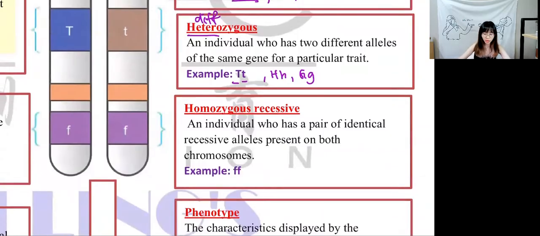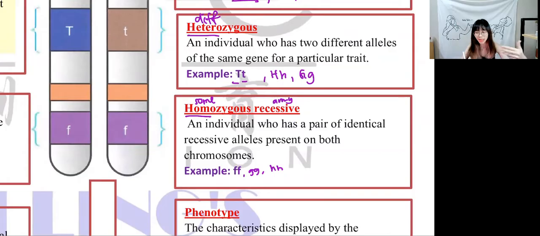Next, we have homozygous recessive. Again, what does homo mean? Homo means same. Recessive means the army, right? So army means small letter. So we have two small letters. It can be two small f, two small g, two small h, whichever alphabet you prefer. To show that they have a recessive characteristic, it needs to have two small alphabets.